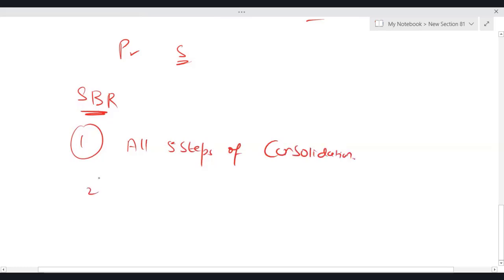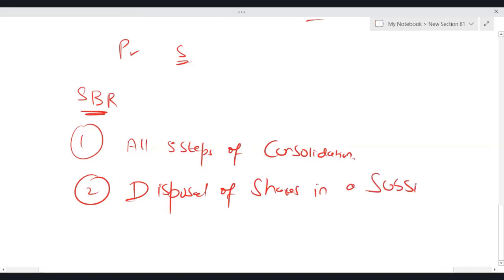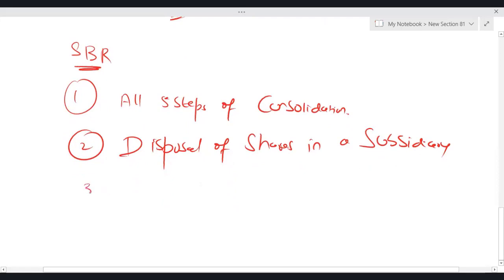That is basic. Second, you should know the topic that is disposal of shares in a subsidiary. What if we start selling our holding in a subsidiary? Then how to deal with that? You should be able to deal with step acquisition.